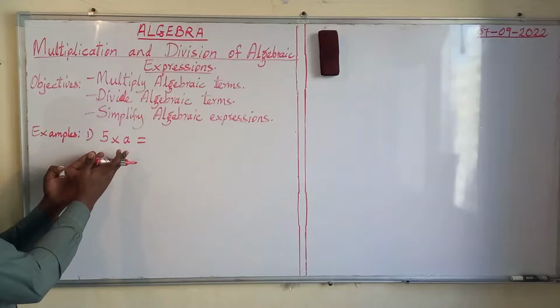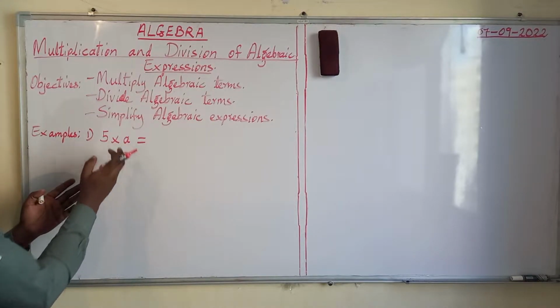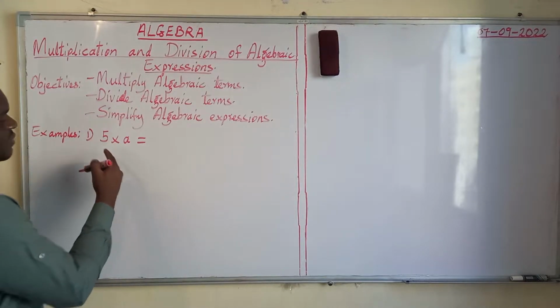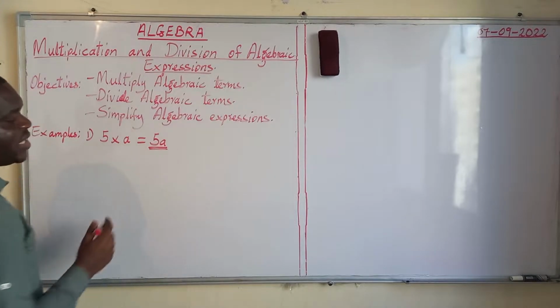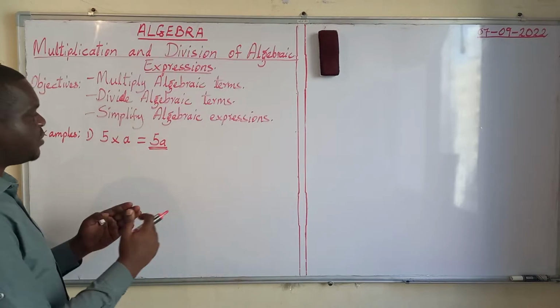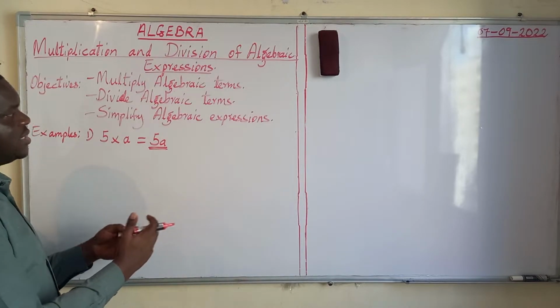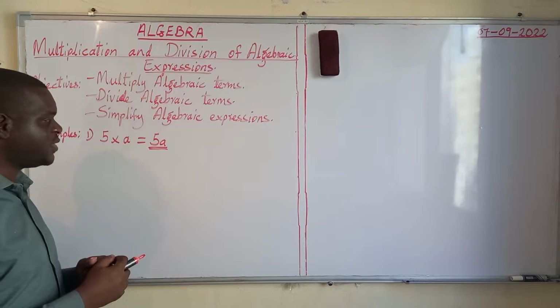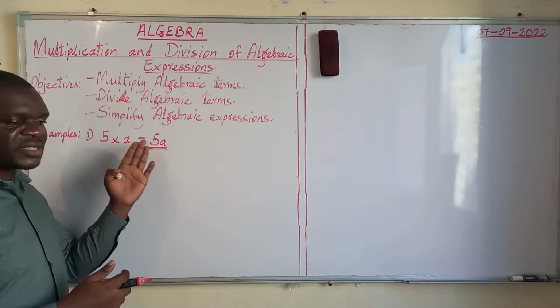If you look at this simple question, it says 5 times A. What is the answer? 5 times A simply means 5A. This is how you start building the blocks, so that when it comes to complex situations, you can be able to solve them. So 5 times A will give us 5A.